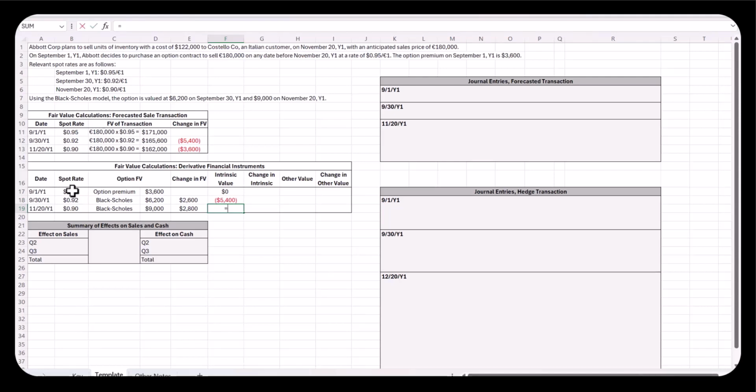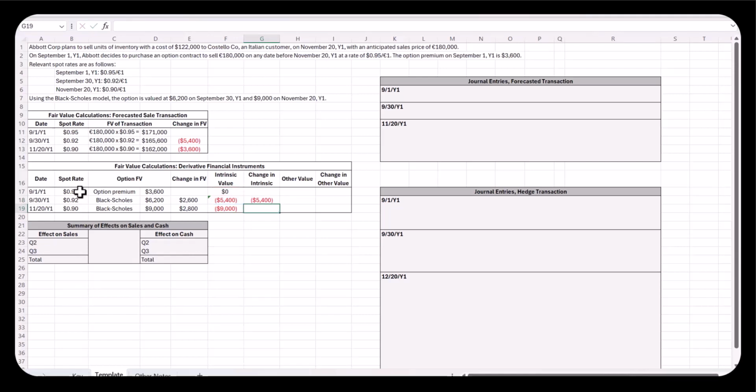Then we'll do the same to find the intrinsic value as of 11/20. An important thing to note here is we're comparing this 90-cent rate given in cell B19 to the original rate of 95 cents to figure out our intrinsic value. When we do that, we find a final intrinsic value of $9,000 for the option. And we'll see how that changes over time. It went from 0 to 5,400, so the difference is 5,400 here.